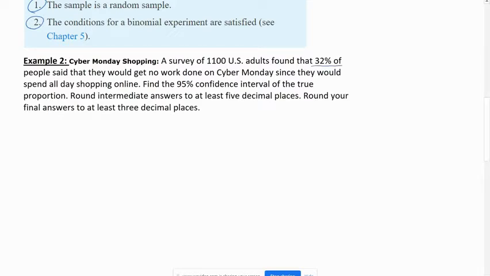A survey found that 32% of people said they would get no work done on Cyber Monday. Find the 95% confidence interval of the true proportion. So 32% is just what the sample said, but for the entire population of the country, we don't know that the value is 32, so we want a 95% confidence interval that's going to be surrounded by 32.